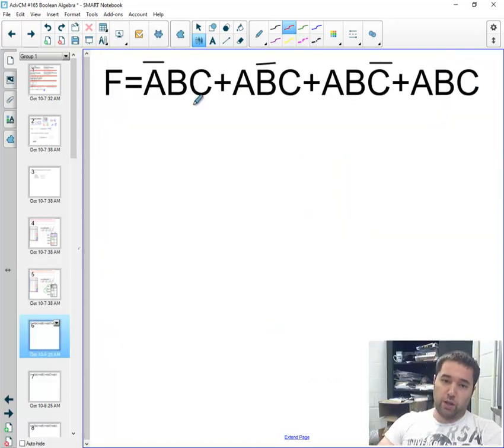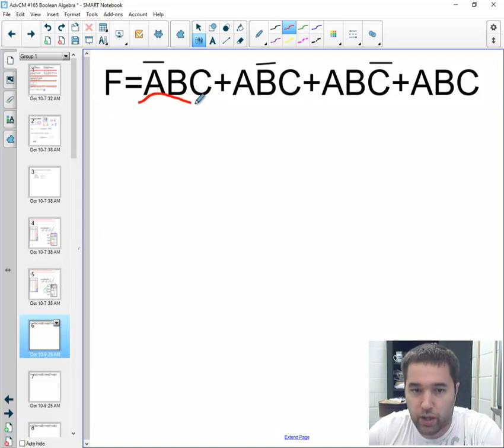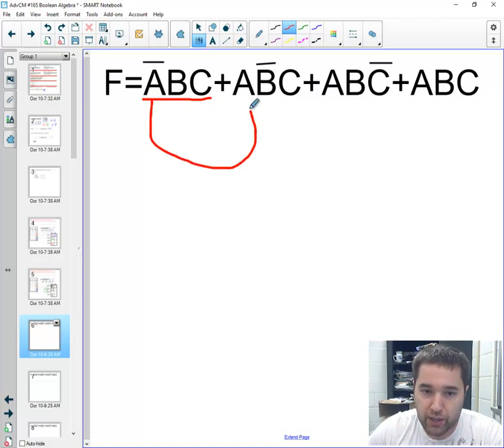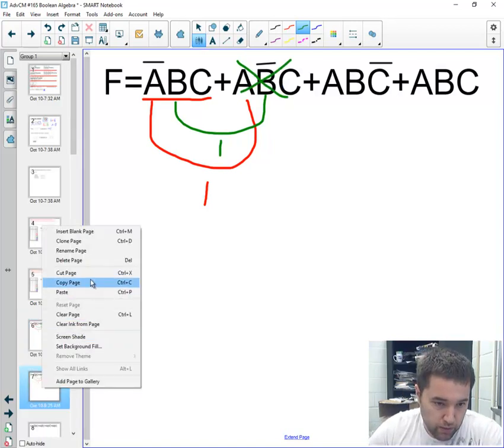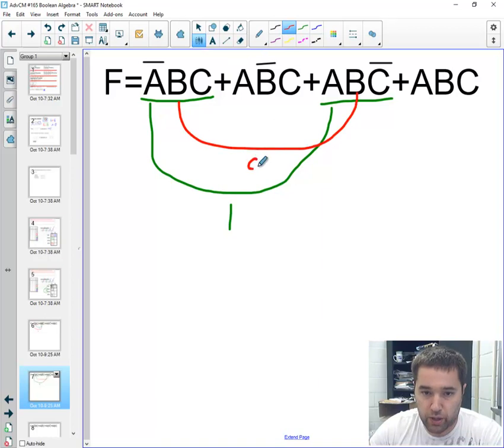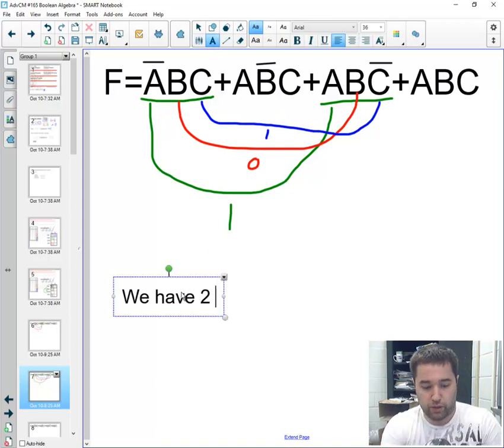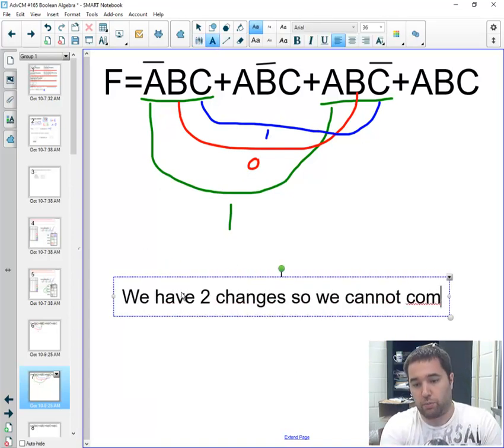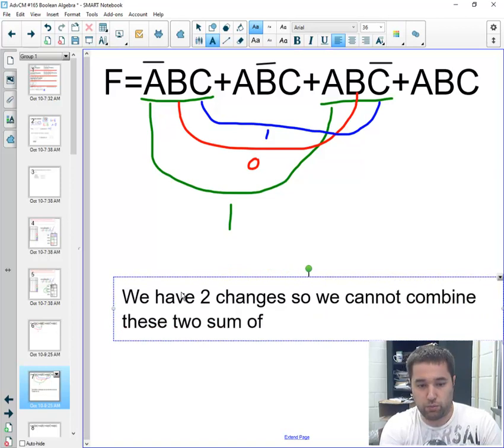First thing we want to do is we want to see where does this have one change compared to the other ones. So what that means is not A turns into A, that's one change. B turns into not B, that's another change, which is 2 changes, so we can't use this one. Then we ask ourselves, does this go to this one? Well, not A goes to A, 1 change. B goes to B, 0 changes. And C goes to not C, 1 change. How many changes do we have? We have 2 changes, so we cannot combine these 2 sum products.